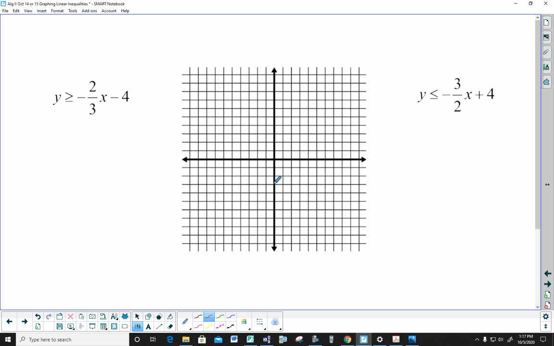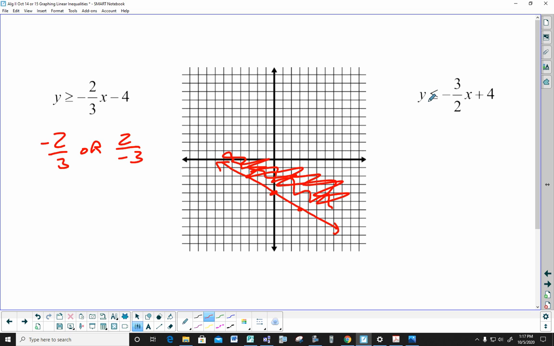Y-intercept's -4, 1, 2, 3, 4. Slope is -2/3, so remember it's this or this. Down 2, right 3, 1, 2, 3. If I did that one, just in case you wanted to, 1, 2, 3, so it's back 3. The line is solid because it has the equal sign. I should have done some without it. How about I just make up the next one to have that? Y is greater than, so I'm going to shade above this. Okay? I'm shading above all of it.